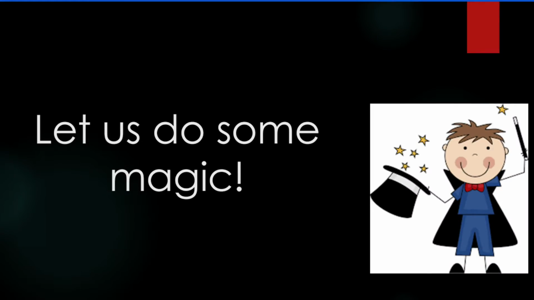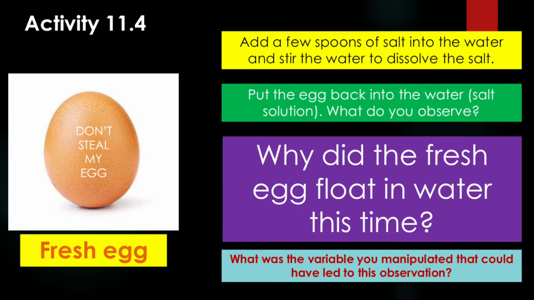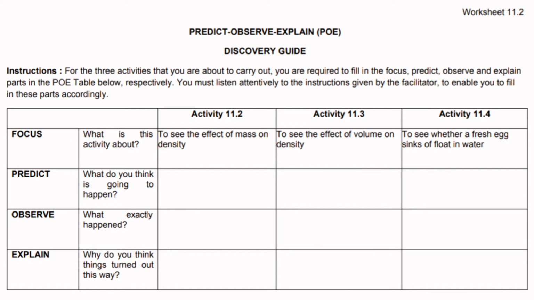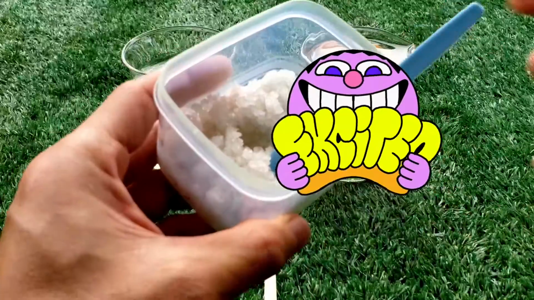Alright, let us do some magic. What magic is that? Take a look at this. Add a few spoons of salt into the water and stir the water to dissolve the salt. Then put the egg back into the salt solution. What do you think is going to happen? Write your prediction and observation. Then explain what happened.